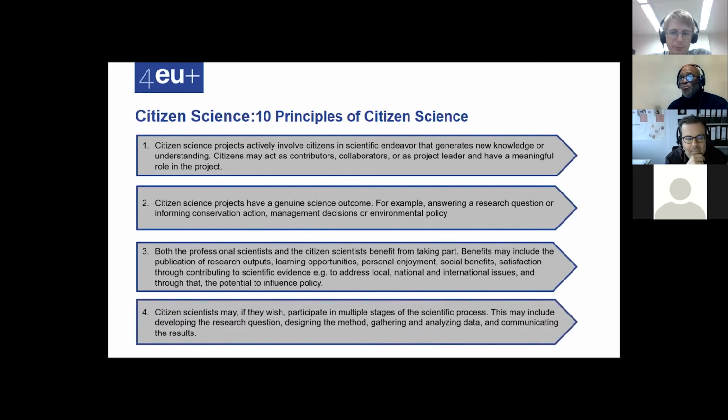And citizen scientists may, if they wish, participate through multiple stages of the scientific process. This may include developing the research question, designing the method, gathering and analyzing data, and communicating the results.